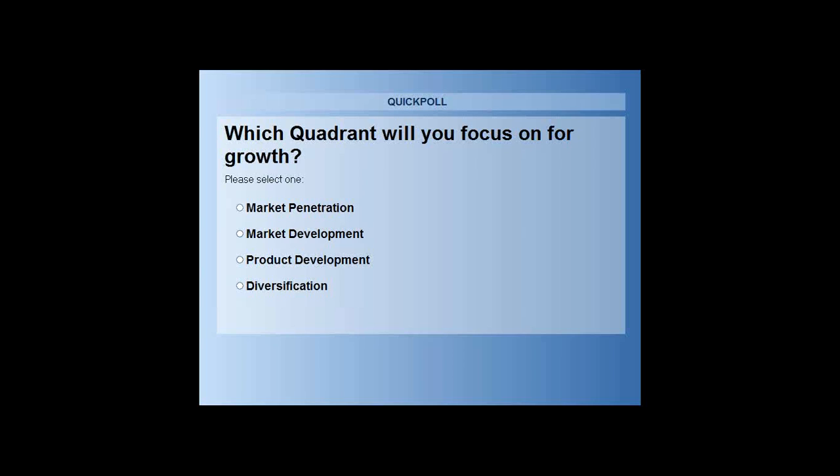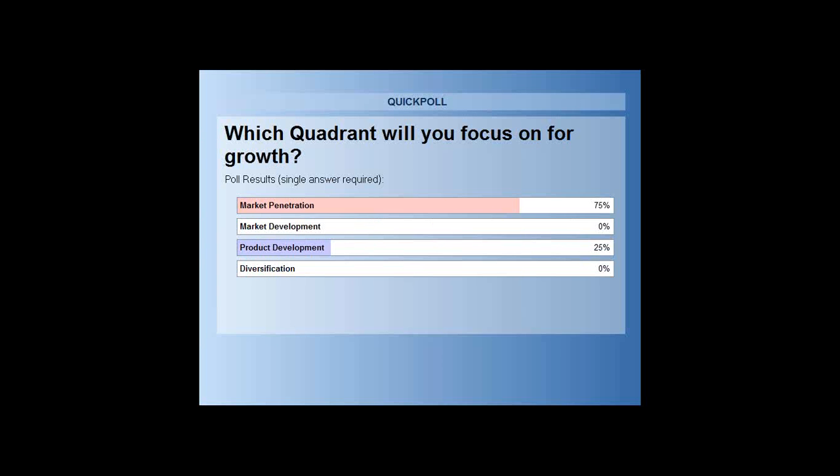So product development. Someone said new product development. Good. All right. Perfect. It looks like market penetration. Here, let me just share that now. All right, looks like market penetration, quite a high percent, 75%, and then new product development into new markets, in existing markets, 25%. Perfect, thank you for doing that. Let me close that.